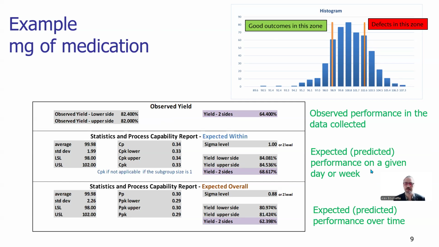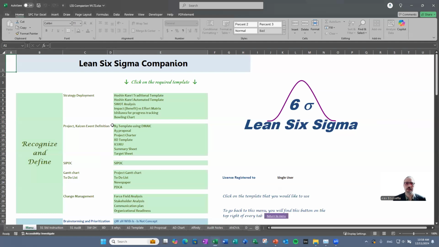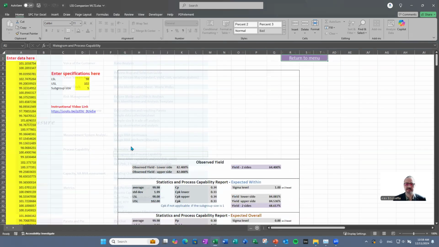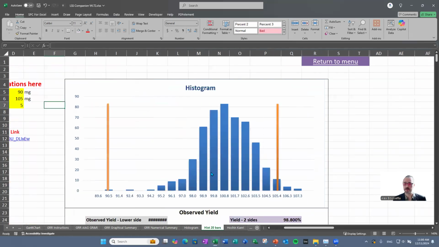So this is an example based on milligrams of medication, and we will demonstrate these in the Lean Six Sigma companion. So in the companion, I would go to the measure phase, histogram process capability. Let's start with a simple example for our milligrams of medication, let's say 90 to 105. So our pill or dosage of medication can accept a large variation from the point of view of the customer. So we see graphically that the histogram looks not perfect, but quite good.